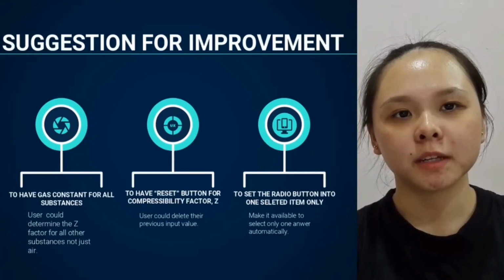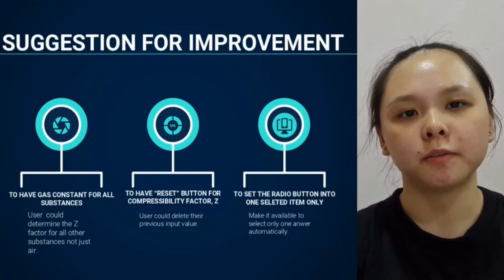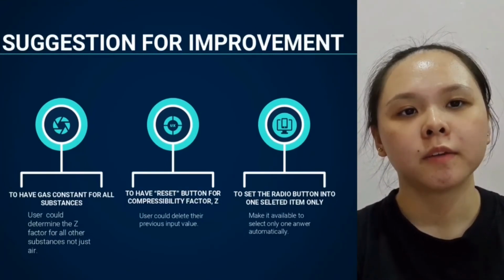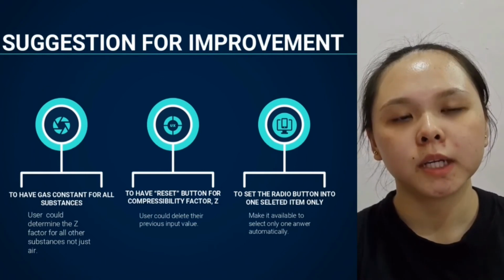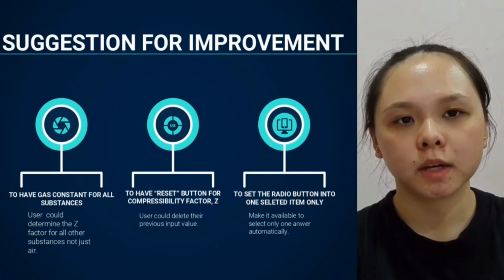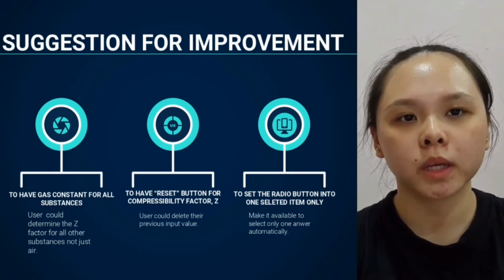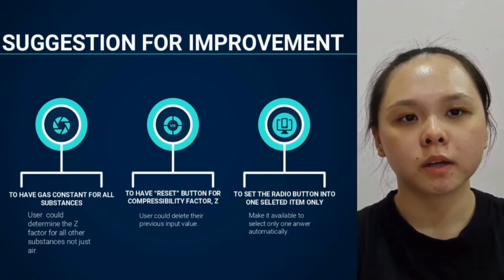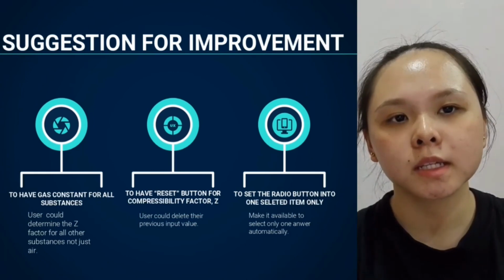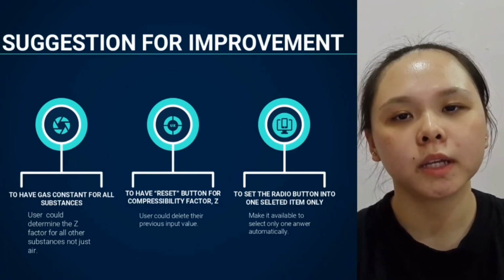There are some suggestions for further improvement of our GUI project. For example, our GUI should have gas constant for all substances in compressibility factors GUI. By this, user can calculate all types of gas instead of air only.